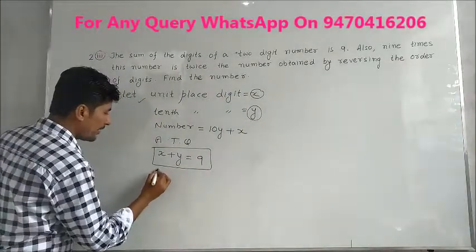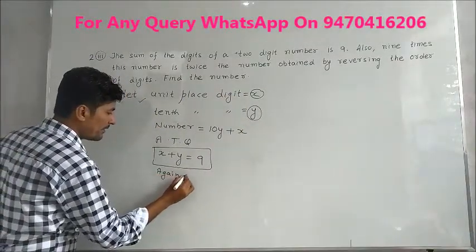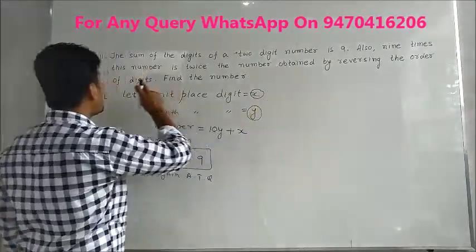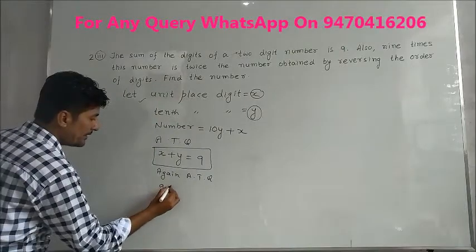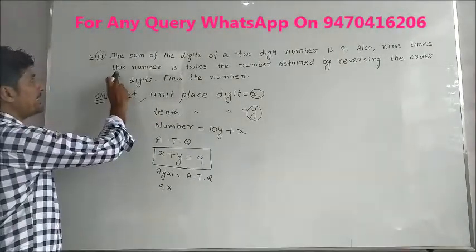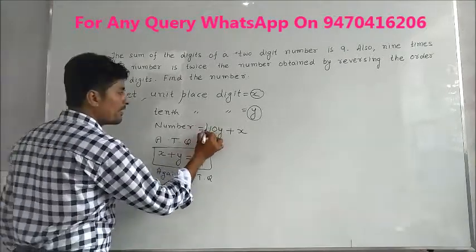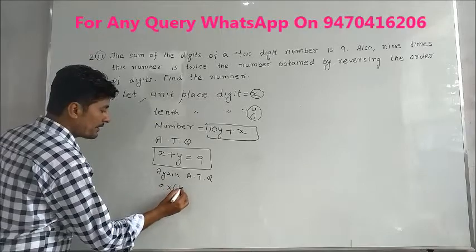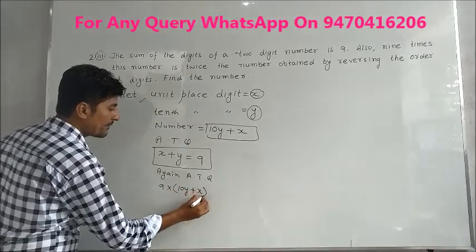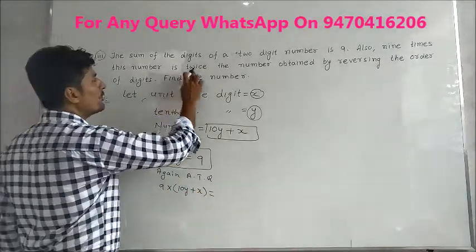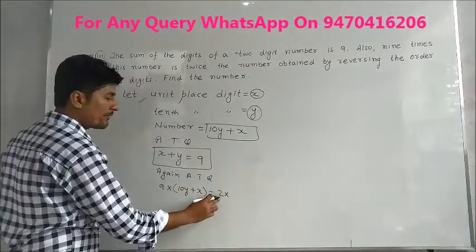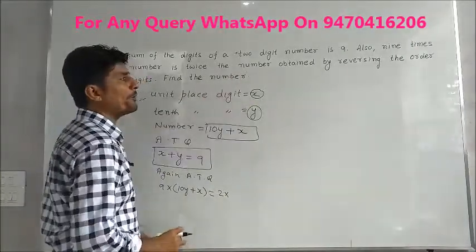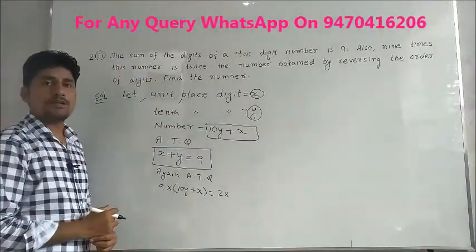Now let us see again according to the question. Also, 9 times this number. What is the number here? The number is 10y plus x. 9 times 10y plus x is equal to twice the number obtained by reversing the order of digits.